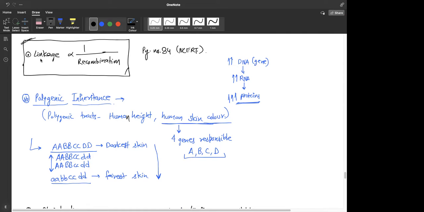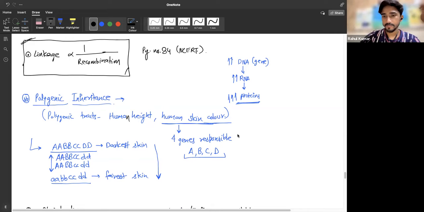So polygenic inheritance is when multiple genes decide what a single character will look like. For example, this can be seen in human height and human skin color. In human skin color, four genes are responsible: A, B, C, and D. If we are assuming this, okay. So you can assume it to explain in the exam, no problem. You do not need to know the names of the genes because that's not given anywhere.